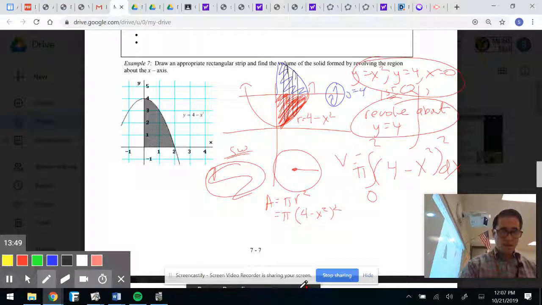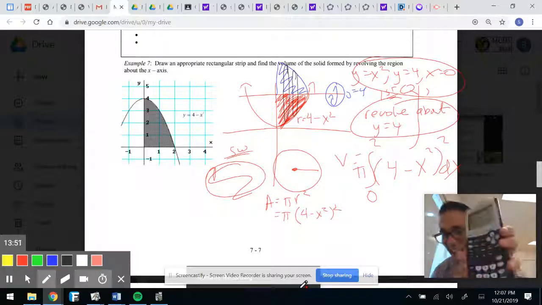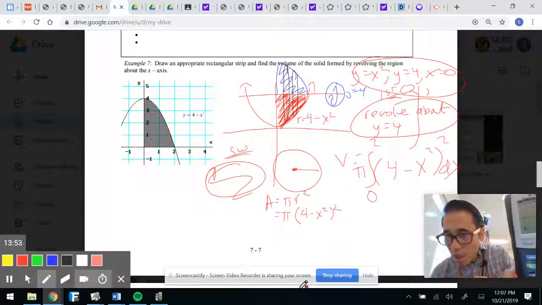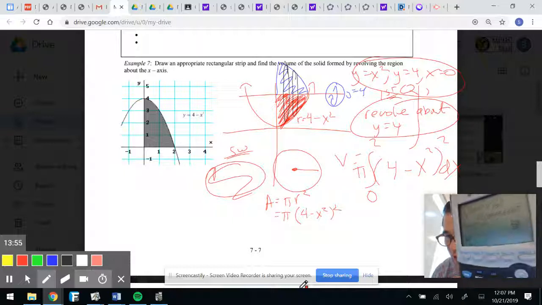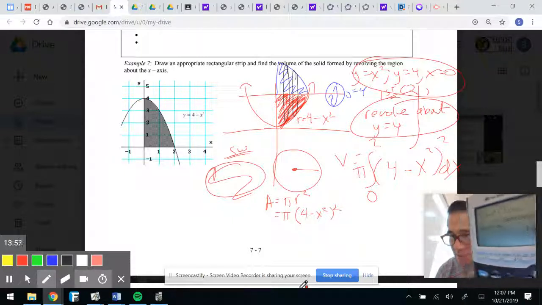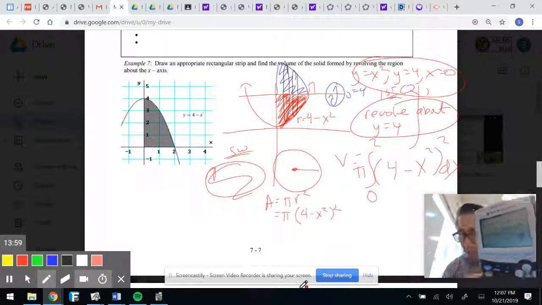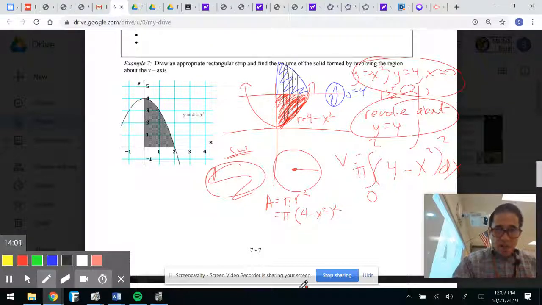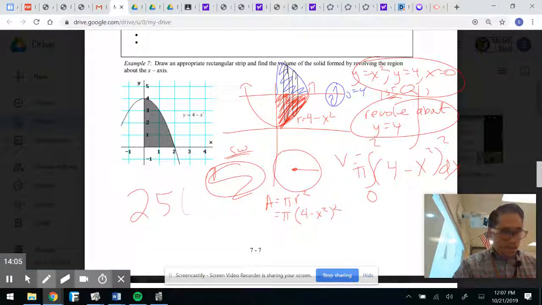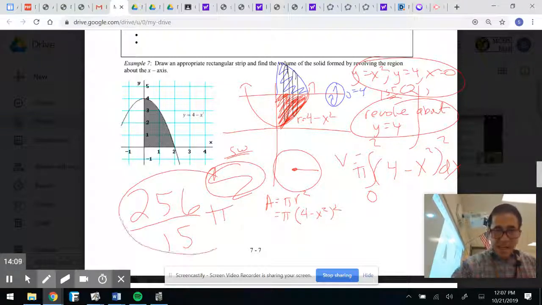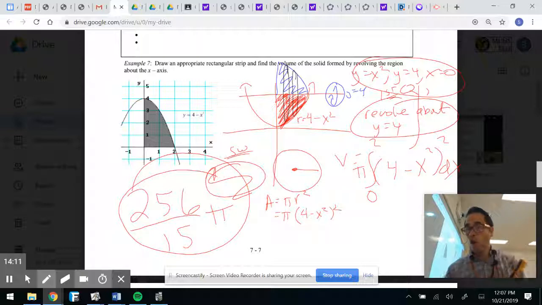Okay, ready, set, let's go. I'm done. I beat you. If you do all that stuff, you get 17.067. Math fract that bad boy, and we get 256 over 15. And don't forget to add that pi to the 256 over 15. Go do your work. Aloha.